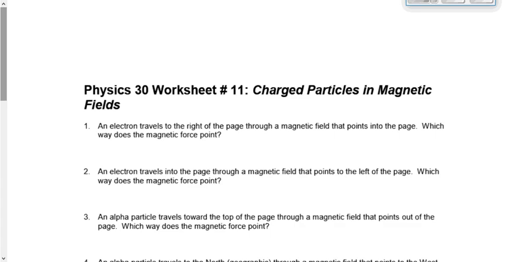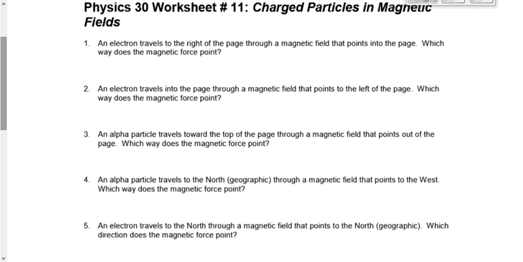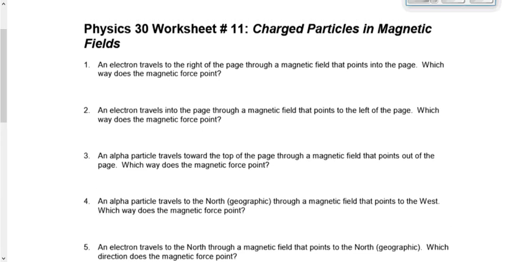All right, you guys are going to work on worksheet number 11, questions 1 to 8 for the next few minutes here, please. Have a look at number 1. It says an electron travels to the right of the page to a magnetic field that points into the page. Which way is the magnetic force? The frame of reference is our page, so we have to express the answer in terms of the page. We have an electron, a negative particle going to the right. We have a magnetic field that points into the page.